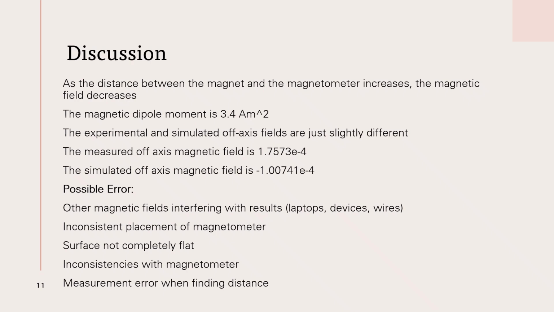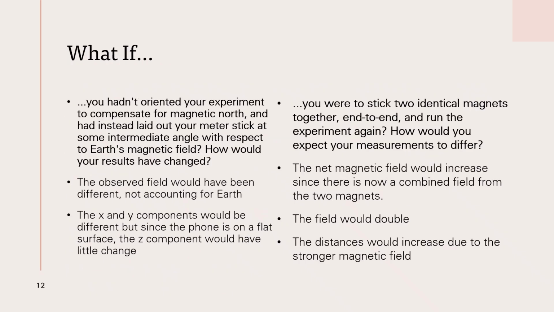Possible errors that could account for this slight difference: other magnetic fields were interfering with the results, like laptops, devices, or wires. There's inconsistent placement of the magnetometer, so Earth's magnetic field didn't cancel out all the way. The surface could have not been completely flat, so there's a z component contributing to the net magnetic field. And there could be inconsistencies with the magnetometer, like calibration issues, or measurement error when finding distance, which would account for human error.